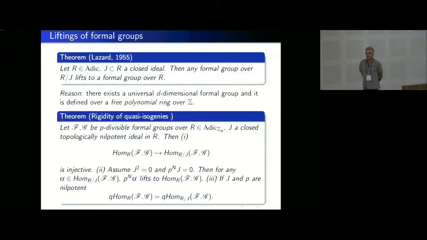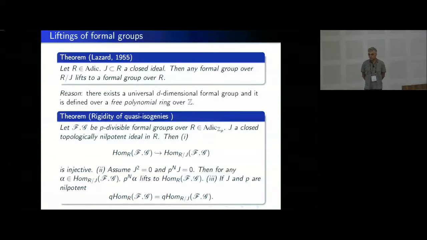How about lifting isogenies? So here are 3 results that together we will summarize by saying that quasi-isogenies are rigid. So let F and G be p-divisible formal groups over R, and it's very important now that we are dealing with p-divisible ones. And J, as usual, a closed ideal. I want it to be also topologically nilpotent.